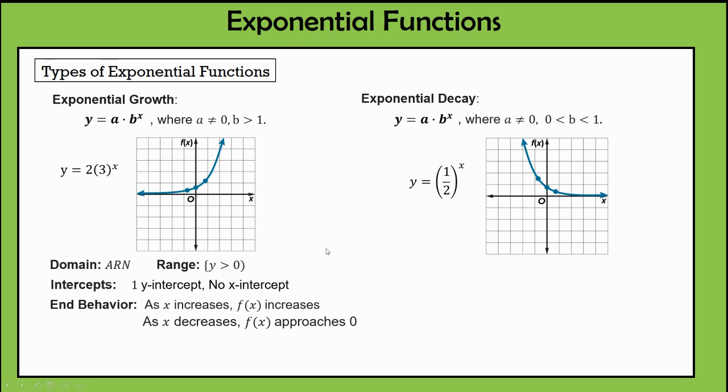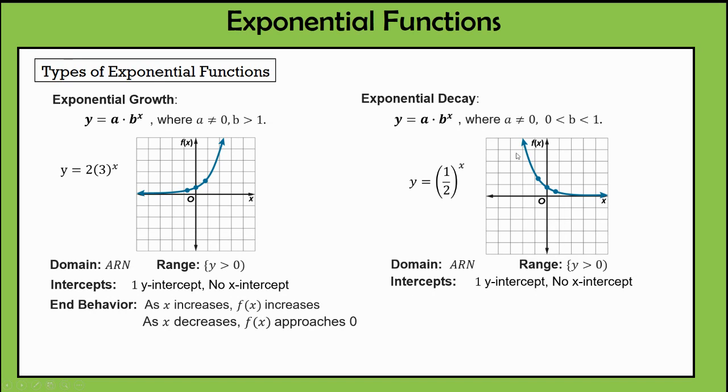So what are some things that we know? Number one, domain the same, all real numbers. You can put any number in for x you want, and you will get an answer to the equation or to the function. The ranges are the same. All of our answers, which are our y values, are going to be above the x-axis. We're never going to cross the x-axis. So all of our answers are up here. So the answers are all going to be greater than 0. Again, one y-intercept, no x-intercepts. We're never going to cross the x-axis.